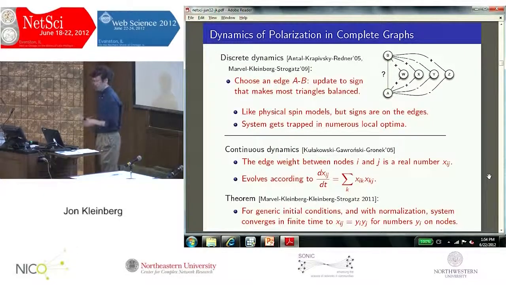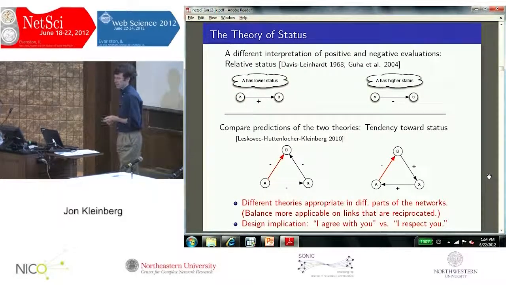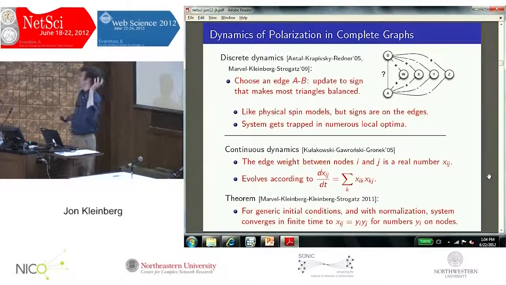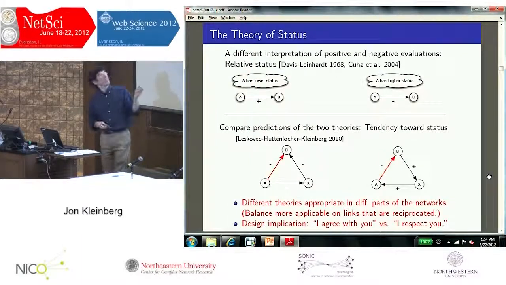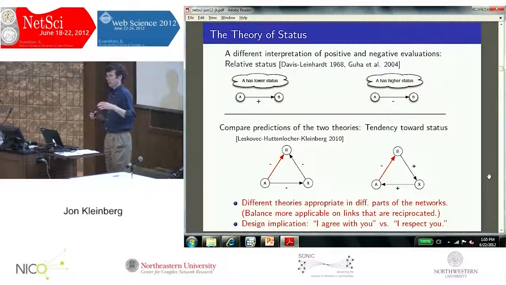There was a sign attached to the edge, and we could look at that. But when we wanted to do that, we needed to reconcile the fact that this is not the only possible theory. So on the next slide, I want to mention a different interpretation of positive and negative evaluations, which is relative status.